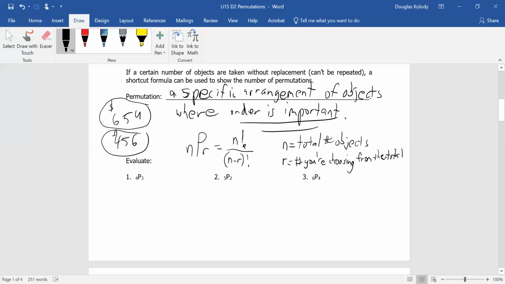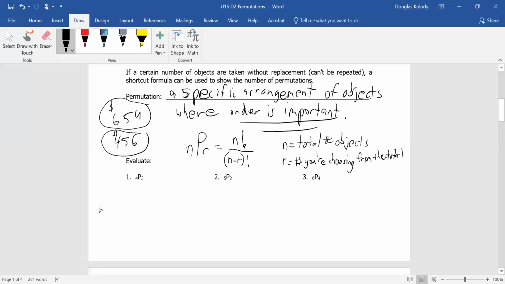Okay, so in general, r could never be larger than n. You can't pick more than what you have. r could be as big as n. In other words, you could have 10 things to pick from and you pick all 10 of them, but r could never be larger than n.